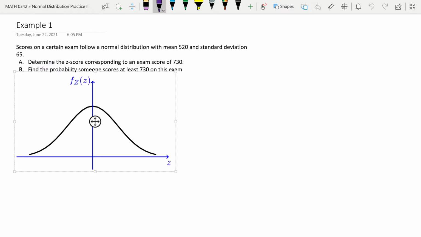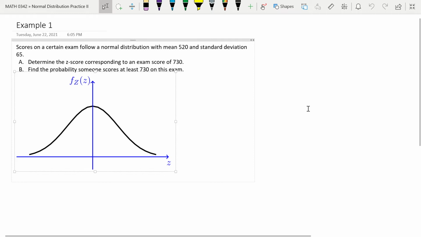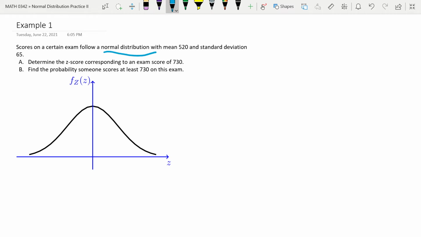In these pictures, we're not going to have the tables printed on the page. You'll have to refer to them either on your screen, in a printed copy, or the back of the text. So let's look at this situation. Suppose that scores on a certain exam follow a normal distribution with mean 520 and standard deviation 65. Note the key part here, normal distribution. We are only talking about normal distributions here. You can't use the z-score transformation to go from any distribution to a normal distribution, only from normal to normal.